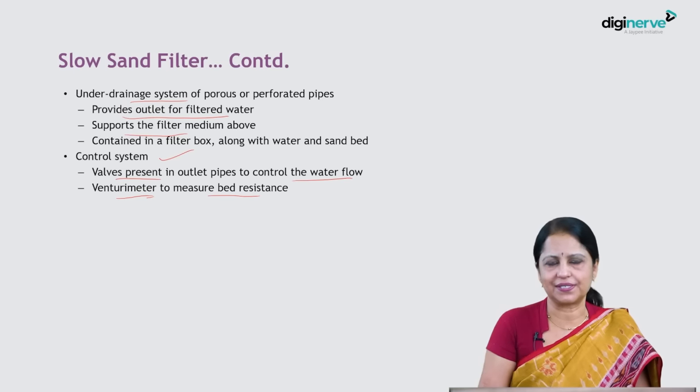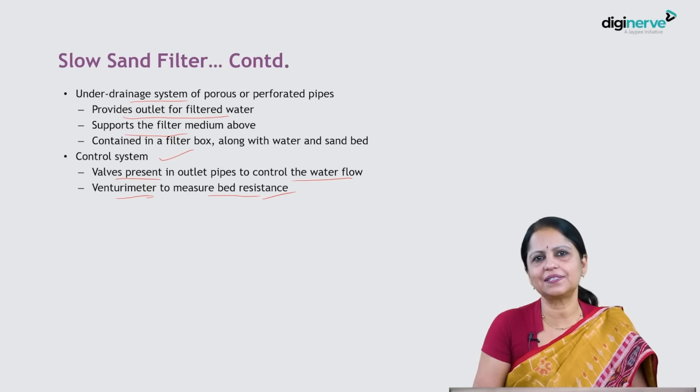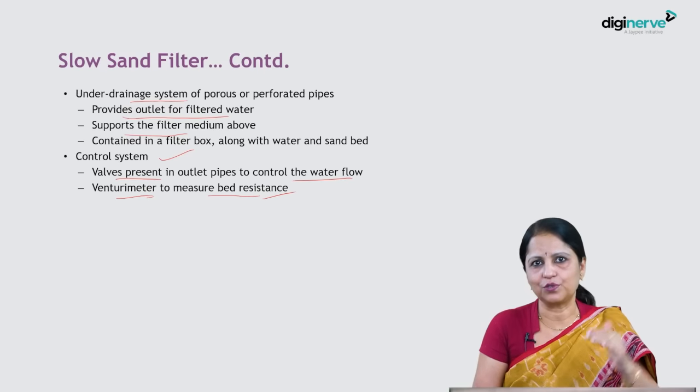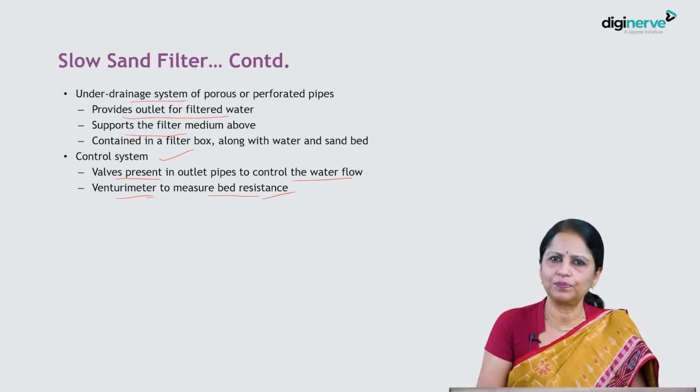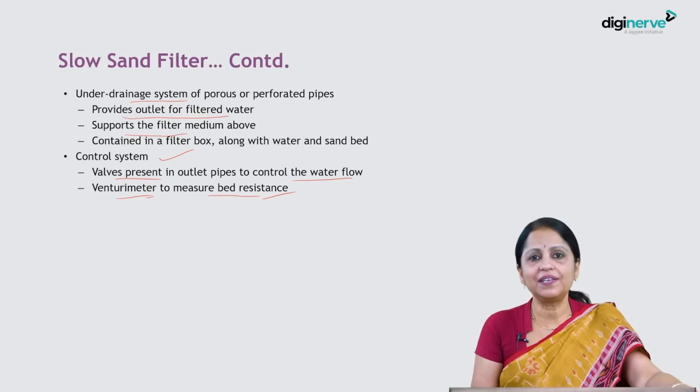So in the control system, there is another device, the Venturi meter, which measures the bed resistance. And this bed resistance is the resistance that is offered by the sand and gravel bed to the water that trickles down it. So when this resistance increases, the filter functioning becomes poor, and so cleaning has to be done at that time.